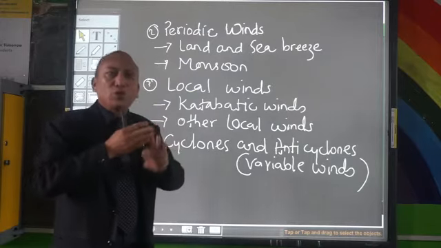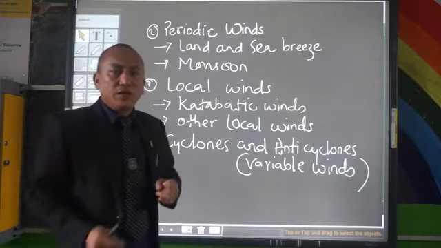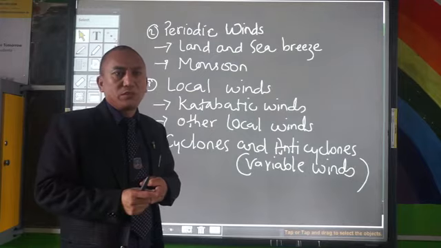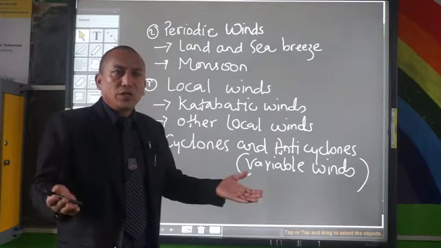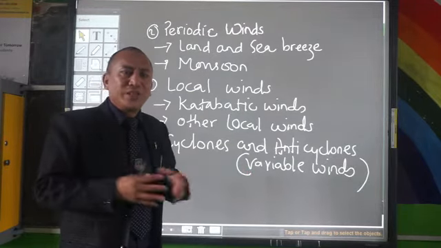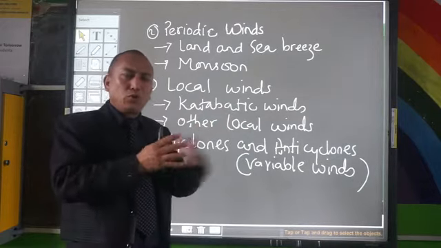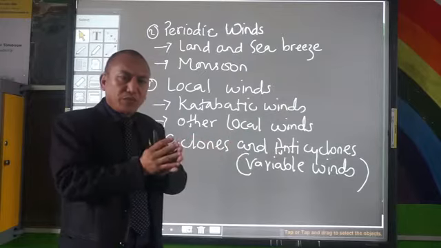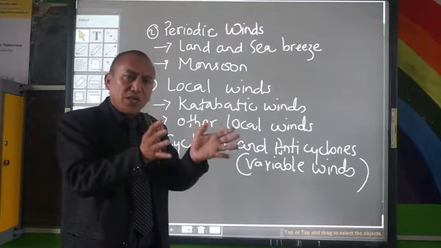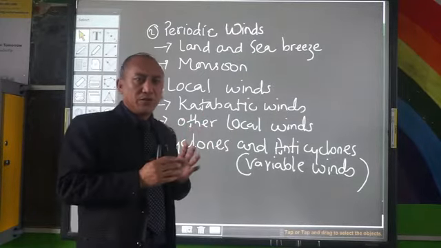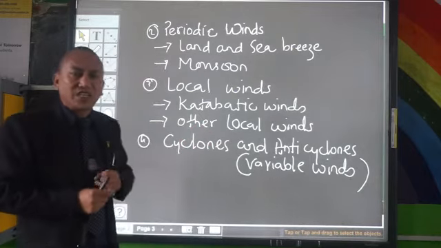Then we did the local winds just now, the katabatic winds. Examples I gave you: the cold winds and the hot winds which blow in certain areas for a certain period of time. They don't blow throughout the year, only in a specific period of time, for a specific duration, and in a certain area. And then other local winds like Baisakhi and Loo.